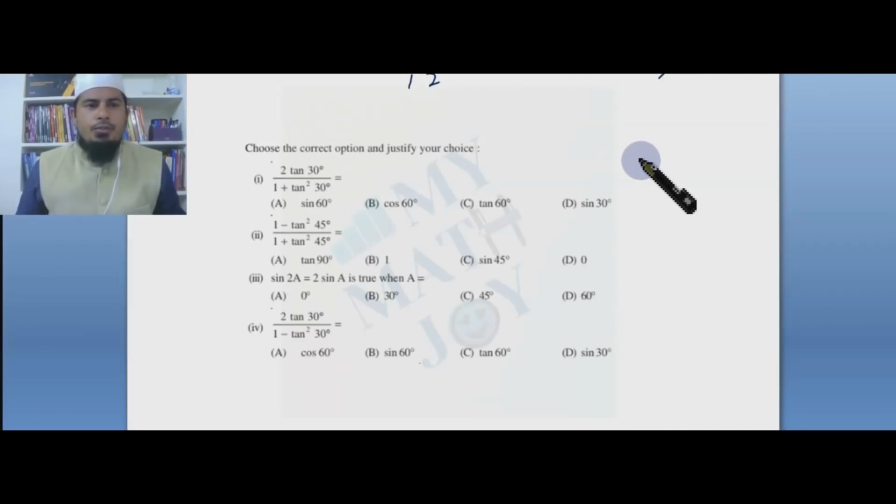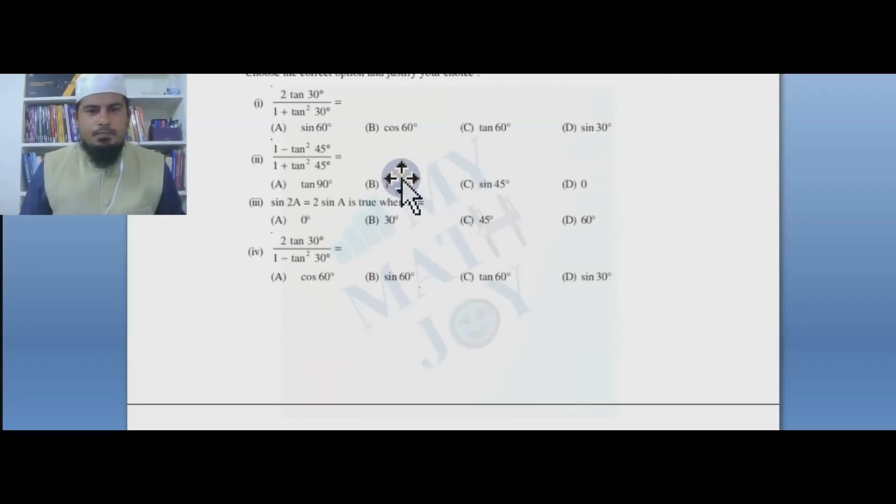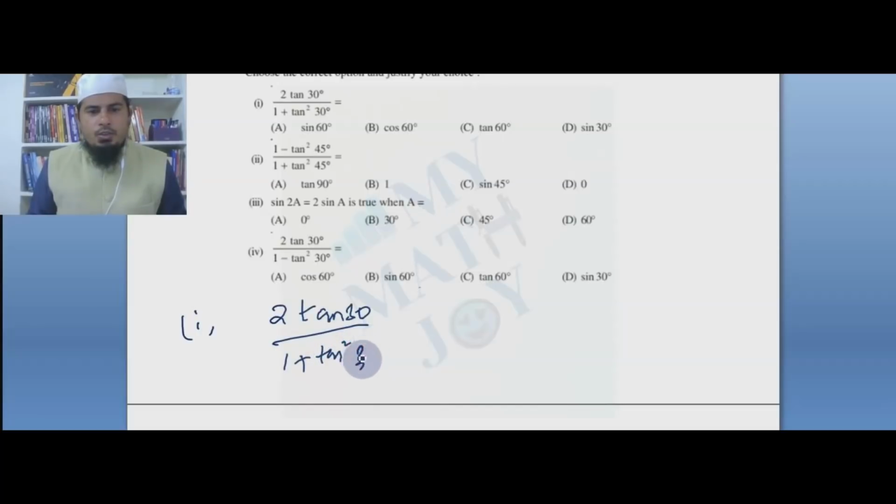How to solve the questions: choose the correct option, justify your answer. So let us take one of the questions for you. Say the question number 1, 2 tan 30 by 1 plus tan square 30. If we are having a type of question in this manner, and the question is telling us to choose the correct one among the 4. Number 1 question is, let us simplify first of all 2 tan 30 by 1 plus tan square 30. What you may get, we'll see. 2 tan 30, 1 by root 3, divided by 1 plus tan square 30, 1 by root 3 whole square.